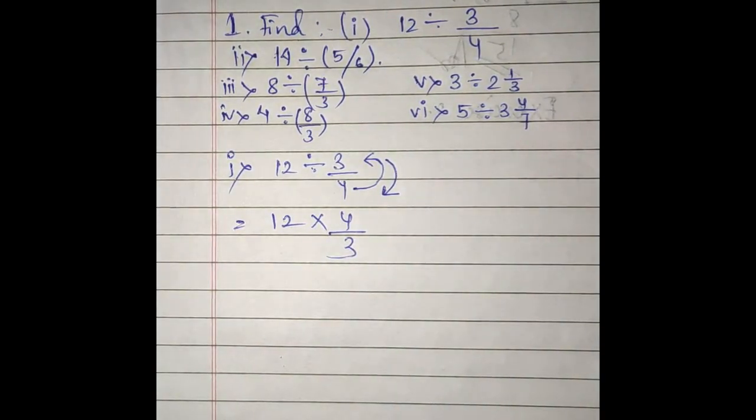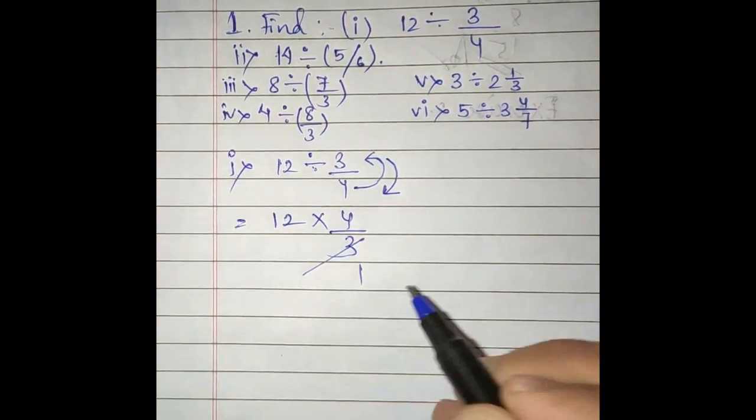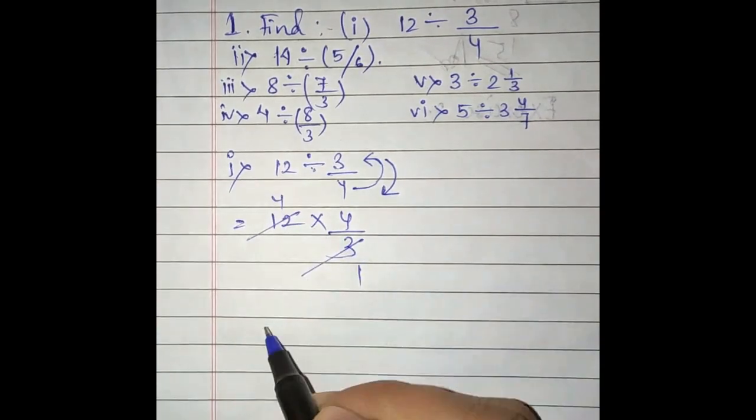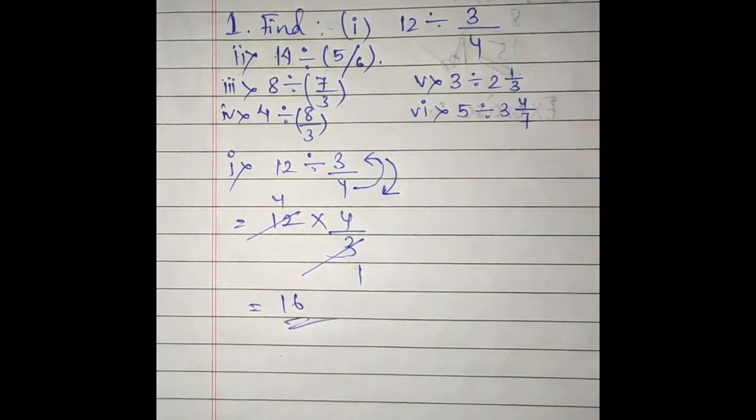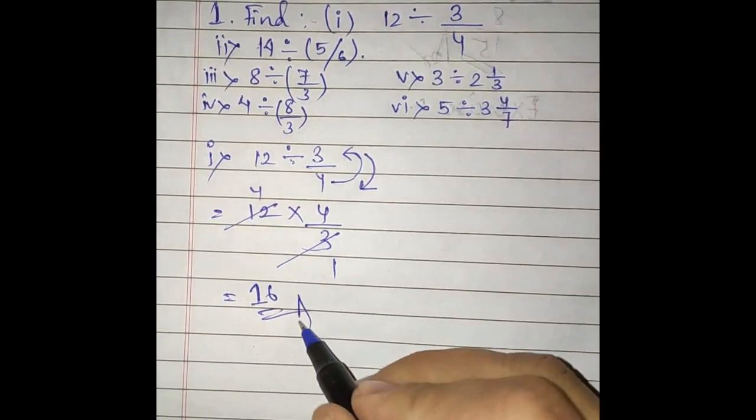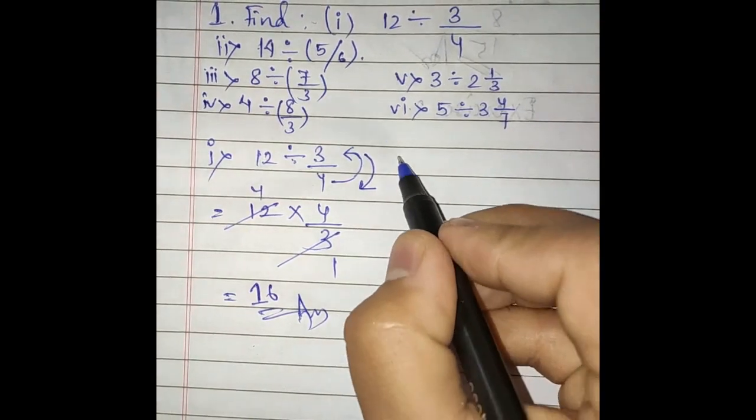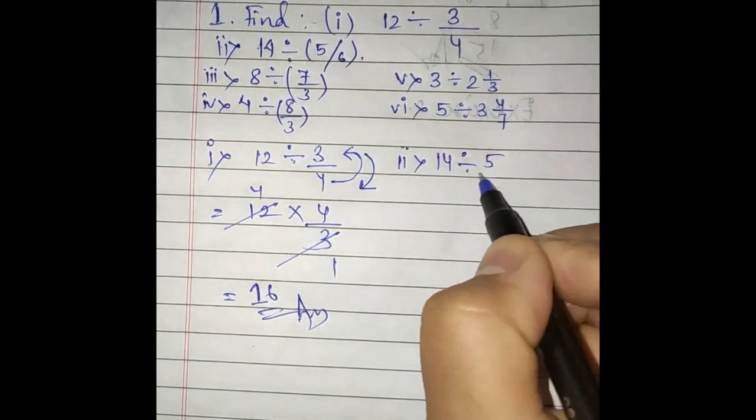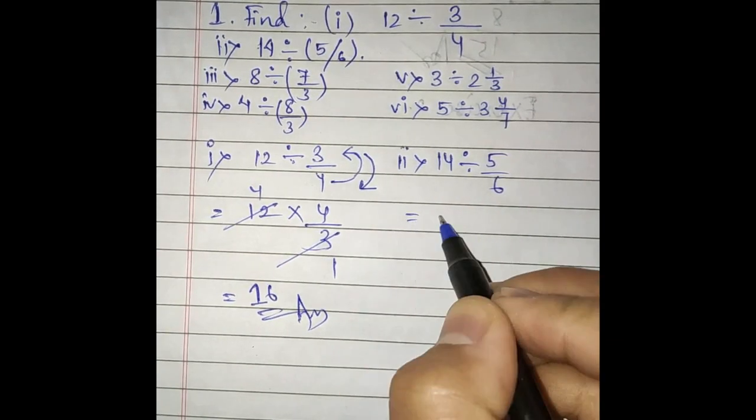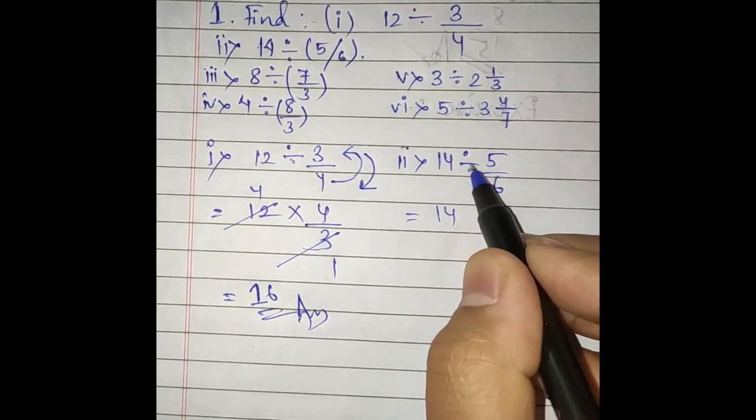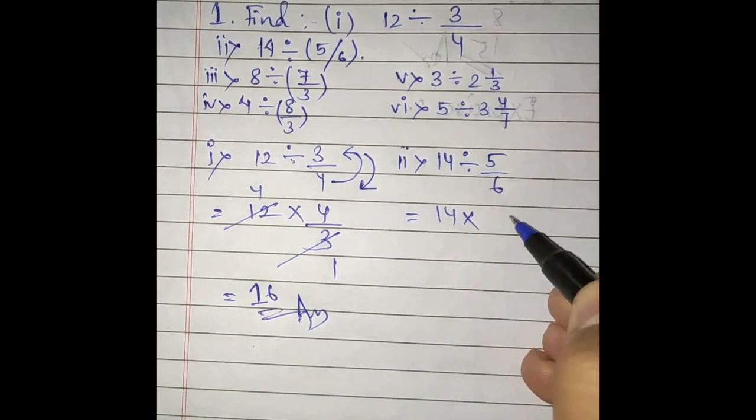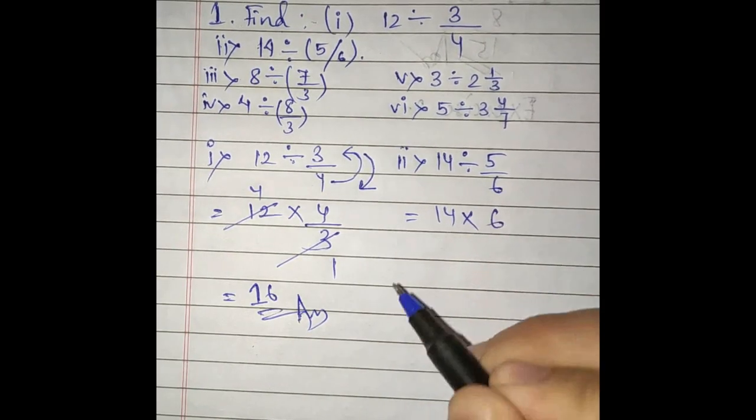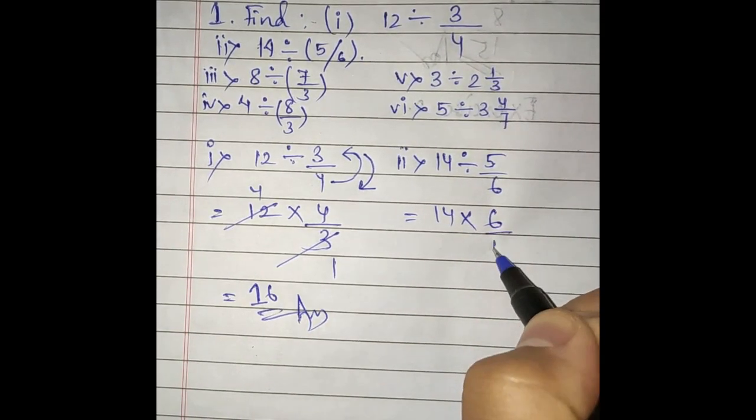We have done this type of problem in the previous class, right? So you should not get confused. 3 4s are 12. 4 4s are 16. So this is the answer here, 16. Okay, I hope you have understood. Let us proceed to question number 2, that is 14 divided by 5 by 6. Again, the process is similar. We will convert this divide sign into multiply. This denominator will become the numerator. This numerator will become the denominator.